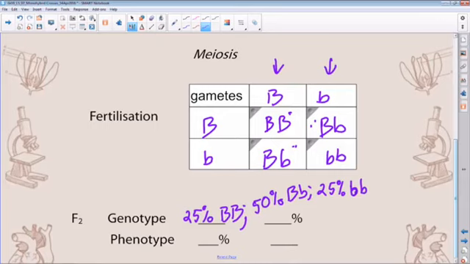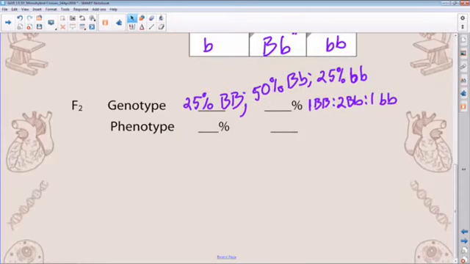Or I have a ratio. Let's have a look at the ratio. I have a ratio of one big B, big B to two big B, small b's to one small b, small b. There's my ratio. How cool is that? Let's have a look at the bottom one. I just want to extend this page, so we've got place to write. Come on, there we go.